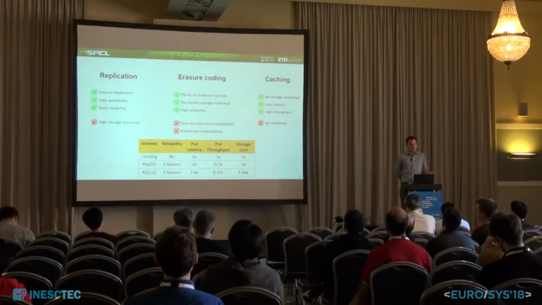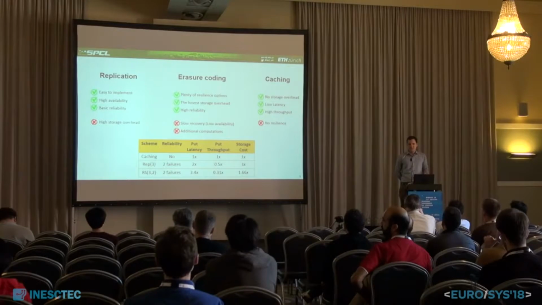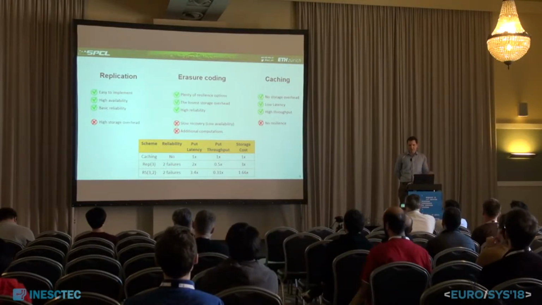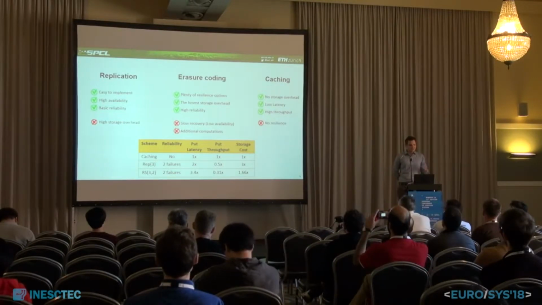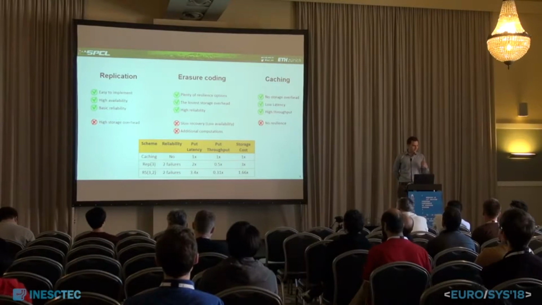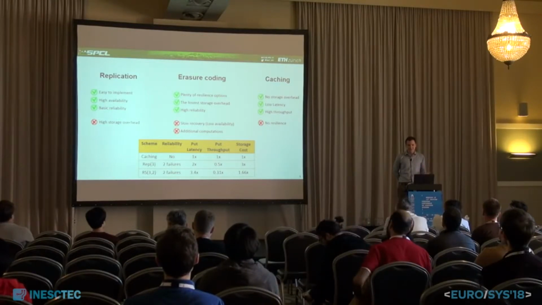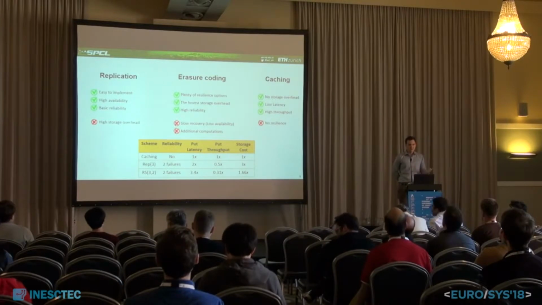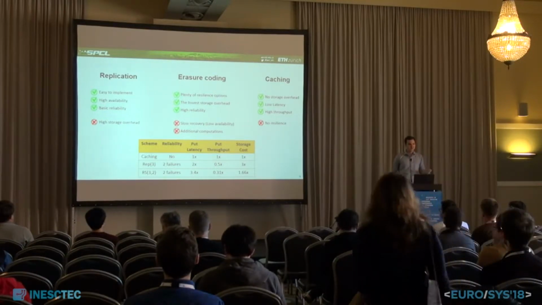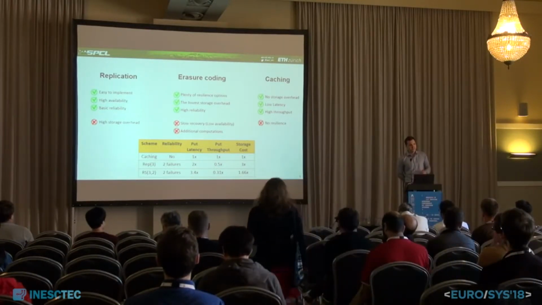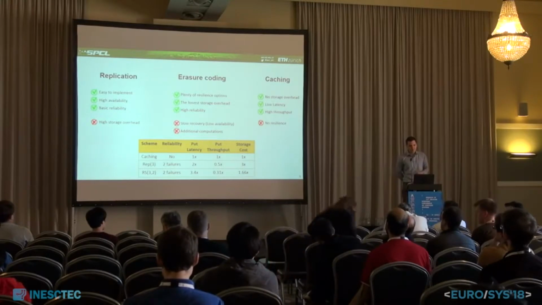What is more, different storage schemes provide different trade-offs in reliability, availability, performance, and utilization of cluster resources such as memory usage, network load, and CPU load. Here you can see a comparison between caching, where there is no redundancy, replication-3, where we have overall three data copies, and Reed-Solomon 3-2, where we have three data nodes and two parity nodes.